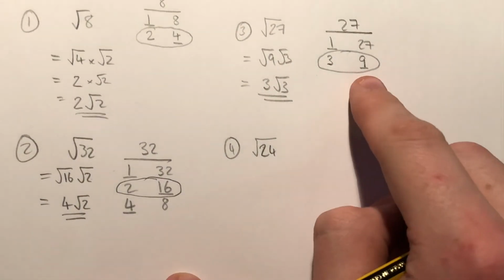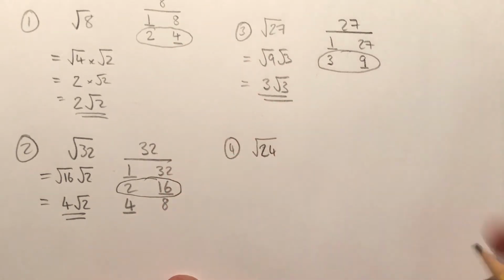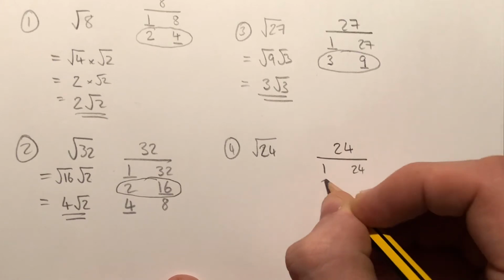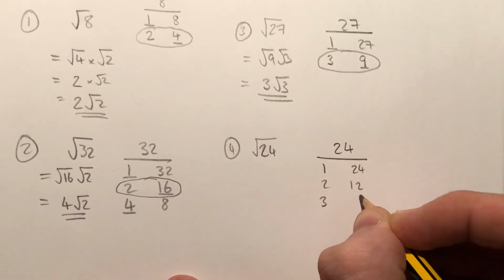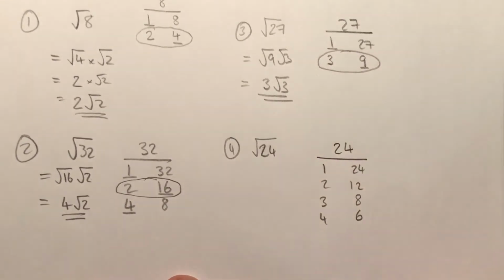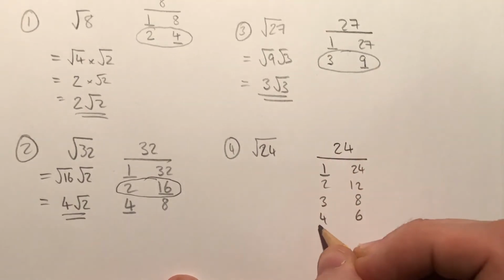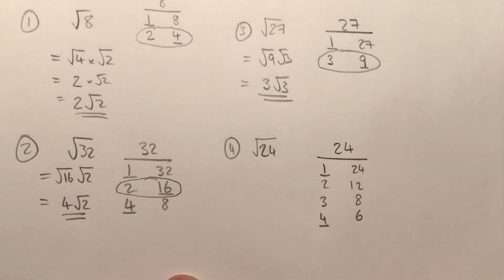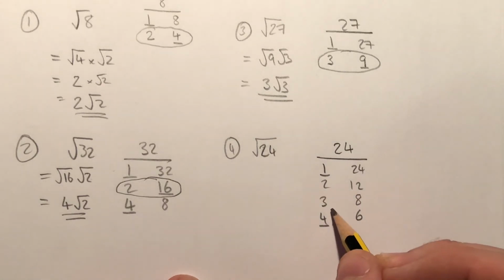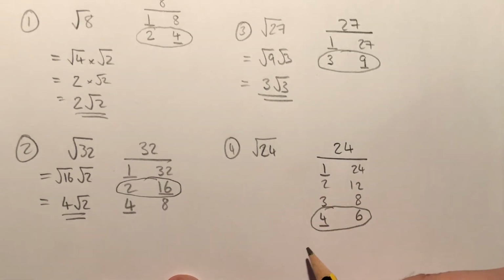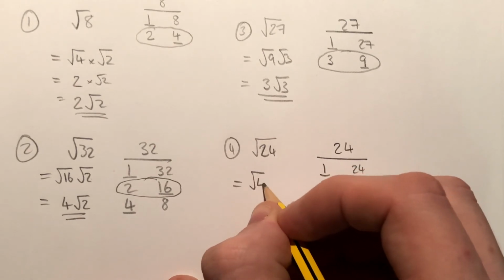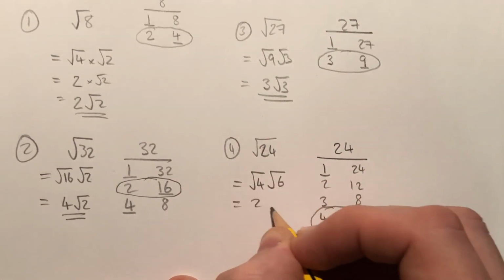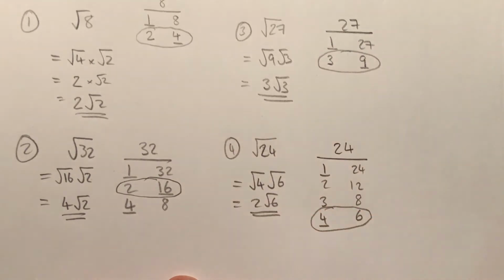And just to show you, it's not always going to be a number on this side of our table. If we look at the factors of 24, 1 times 24, 2 times 12, 3 times 8, 4 times 6. 1, 4, 9's not there, 16's not there, 25's not there. Okay, our largest square number is 4. So we're going to rewrite this as root 4, root 6. And we know that root 4 is 2, so this is 2 root 6.